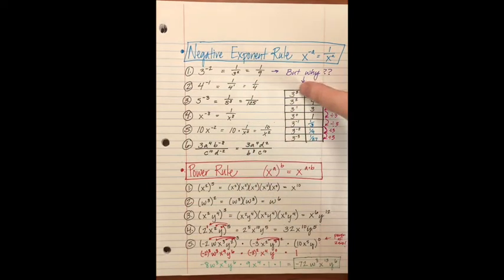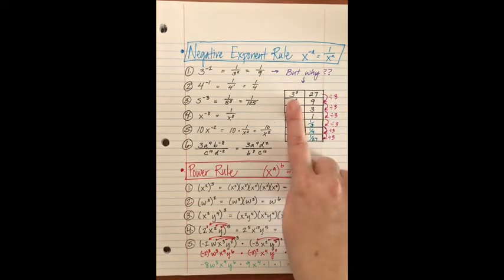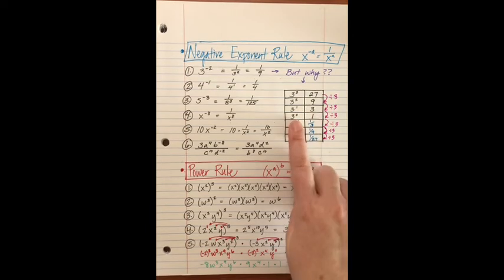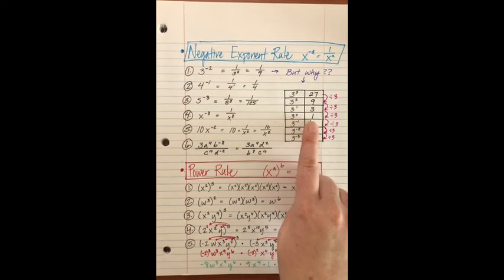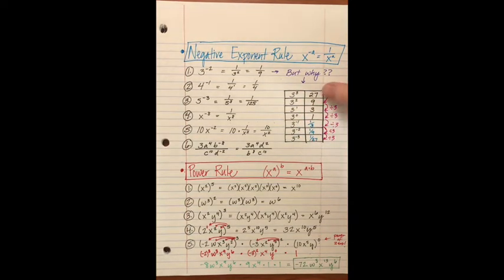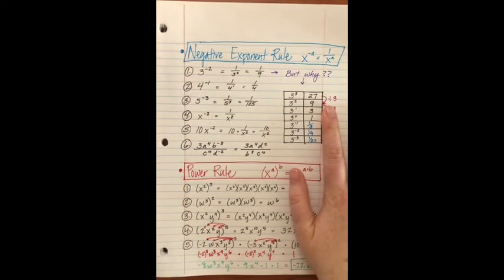And here's why. Let's look at bases of 3. 3 cubed, 3 times 3 times 3, is 27. 3 squared is 9. 3 to the first is 3. We just learned that anything to the power 0 is 1. Okay, but we can check that. So I just decreased the exponents by 1 on the left here. On the right hand side, 27 to 9, you're just dividing by 3.